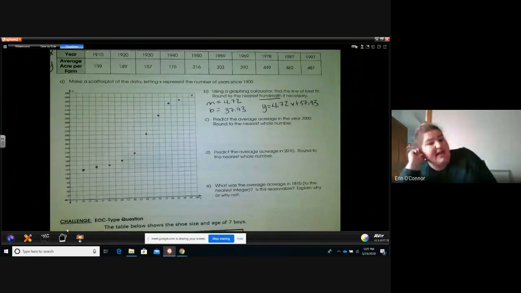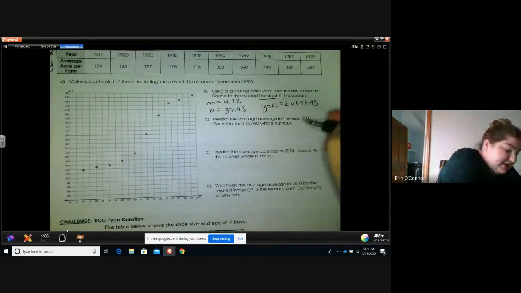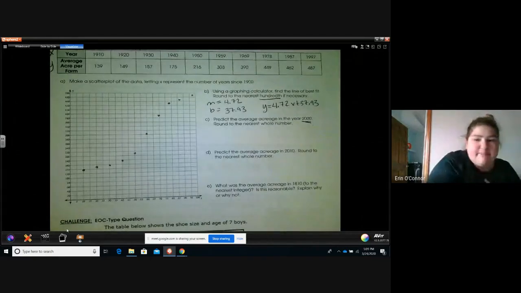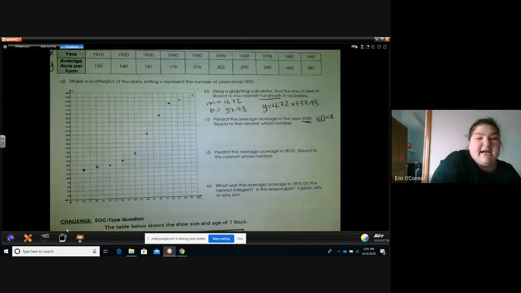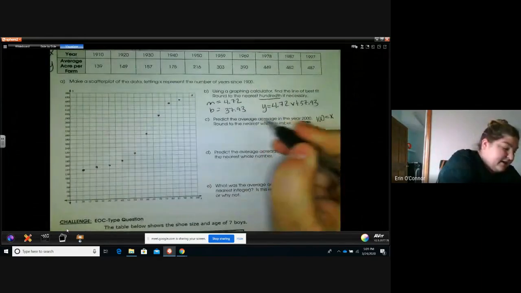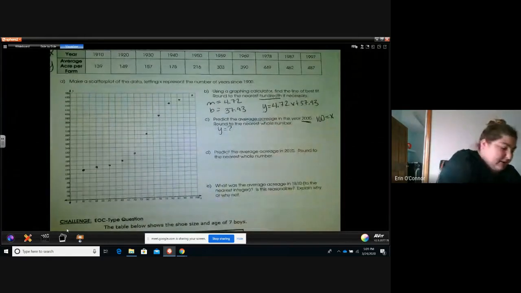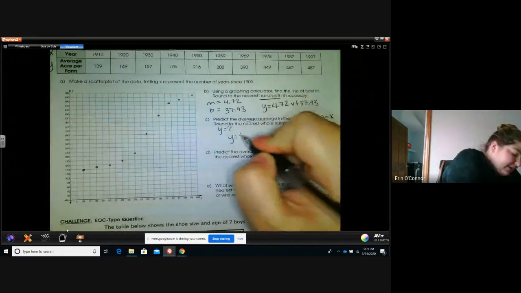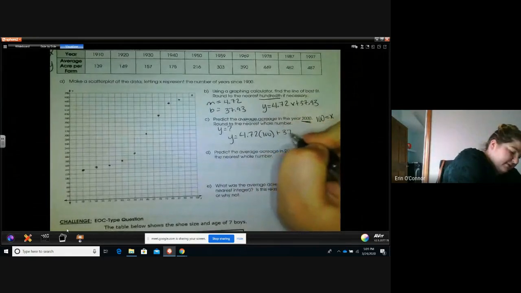So predict the average acreage in the year 2000, round to the nearest whole number. So the year is 2000. How many years is that past 1900? Well, it's 100 years past 1900, and years is X. And I need to know the acreage. Acreage is Y, so I'm trying to find what Y equals. So Y equals 4.72 times 100 plus 37.93.